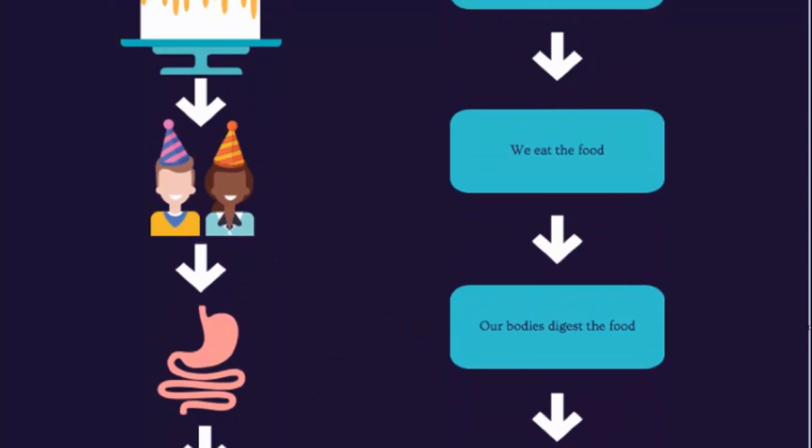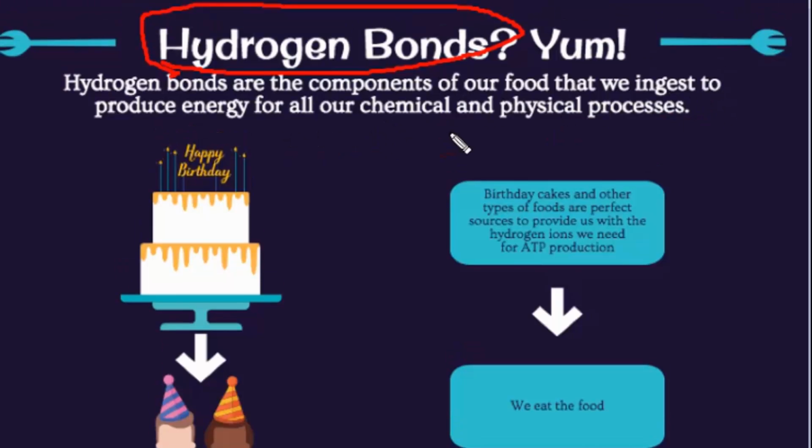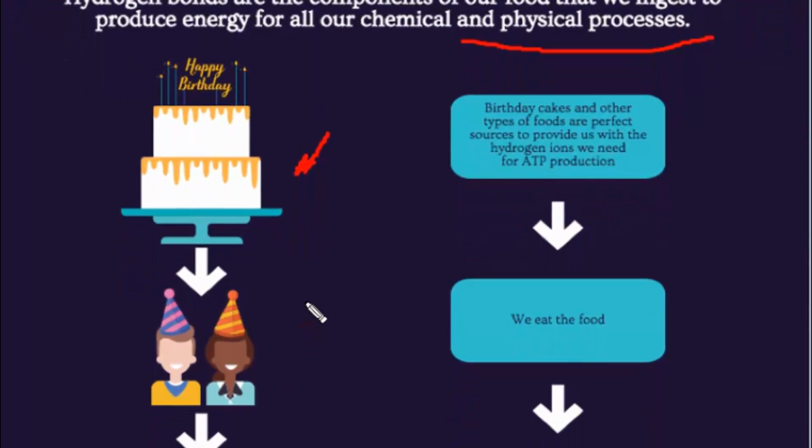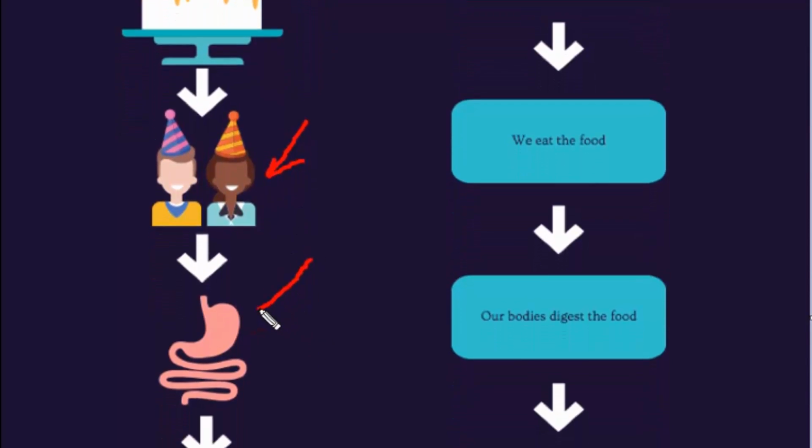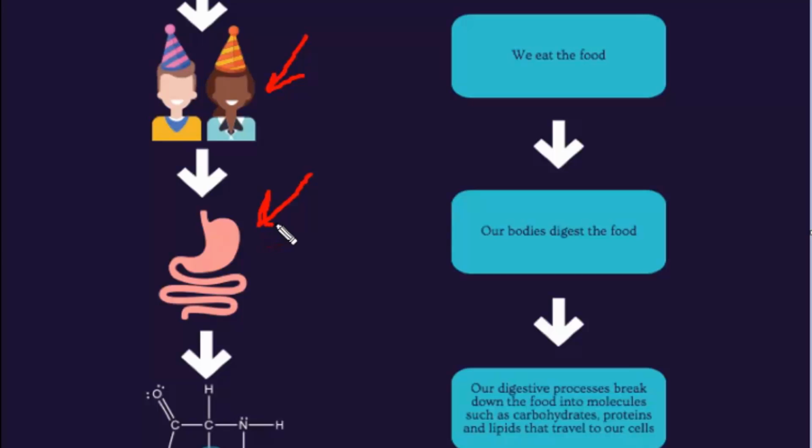Okay, they're called the components of our food that we ingest to produce energy for all our chemical and physical processes. Amen. That's what it's all about. So you can go through this here. Someone's having a happy birthday. They take the cake. They eat the cake. And as you eat the cake, it goes into some kind of intestinal system or some kind of processing system. What does that processing system do when it digests the food?